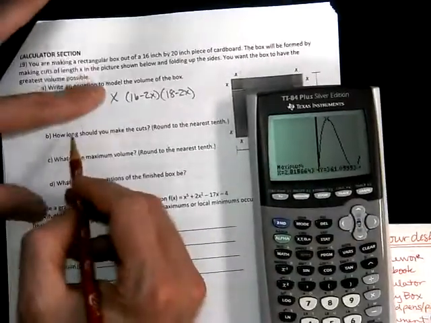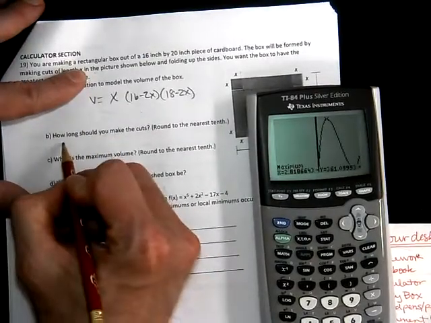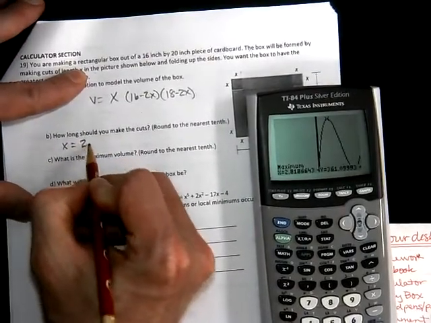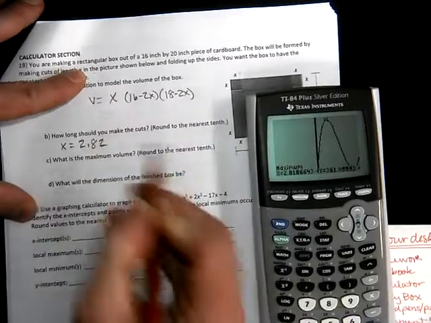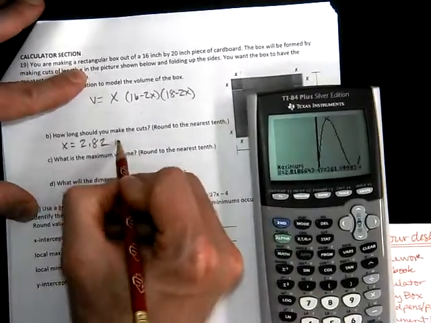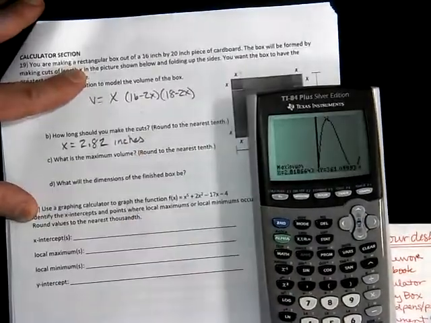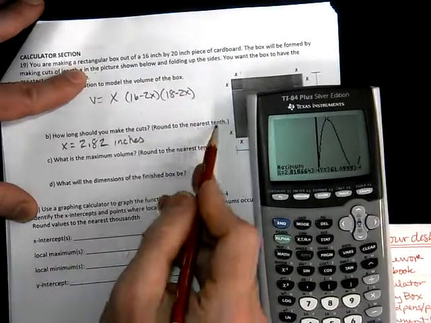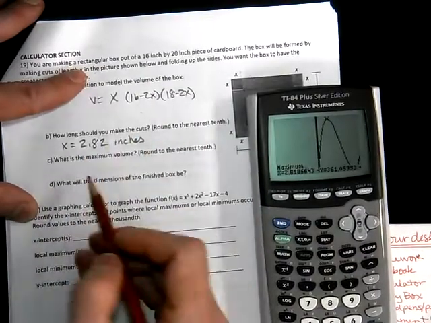This is telling me how long should each cut be. The x value is 2.82. These are inches. Rounded to the nearest tenth, that would be 2.8.